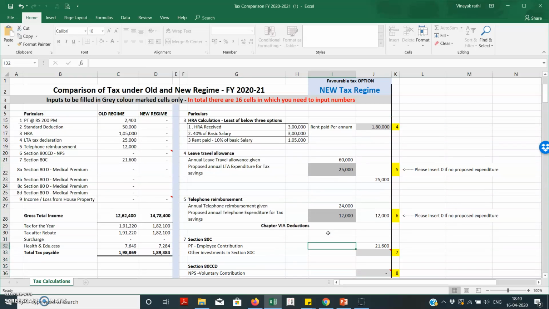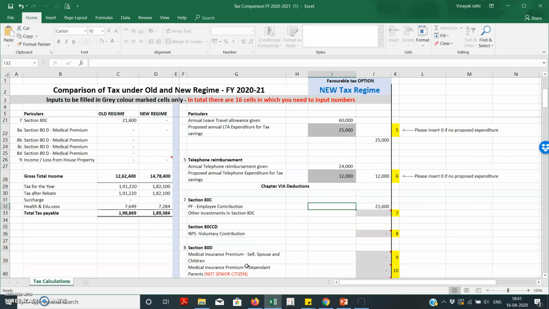Then comes Chapter 6A deductions. Here we need to put deductions for 80C, 80CCD and 80D. Under 80C, PF is already put.